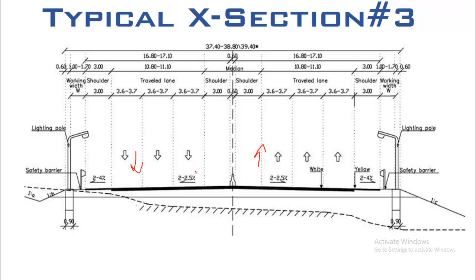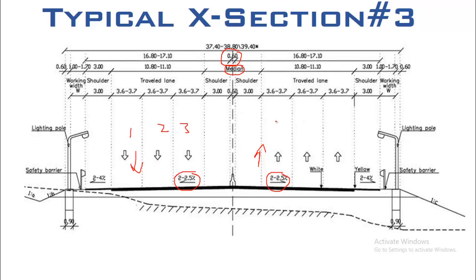Then again, you can see over here, the slope is mentioned, that is 2 to 2.5% slope should be provided. Okay, and this is the median in the center, and the dimension of the median is 0.6 meters. Okay, then this is a three lane road. One, this is two, and this is three.